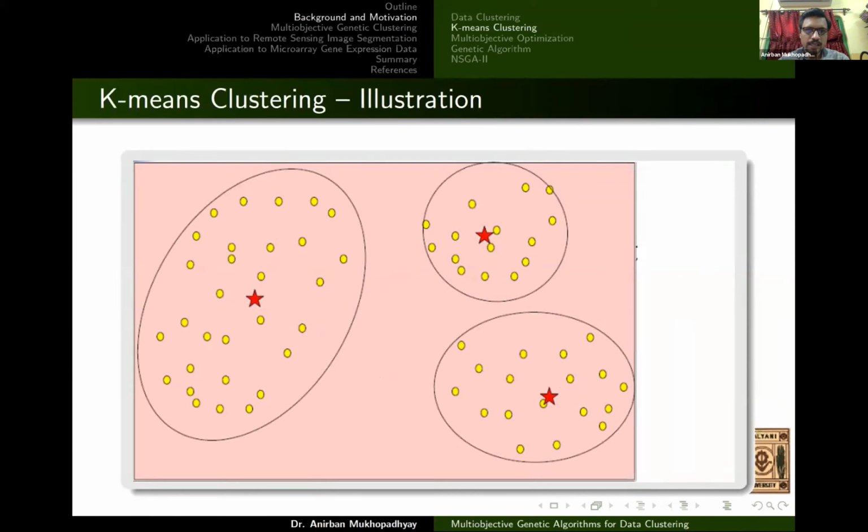K-means clustering is a very popular approach even now. If we search for the top 10 data mining algorithms, you will definitely find K-means as one of them, even though it is more than 60 years old.